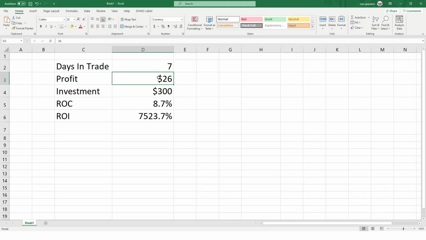So if you make $26 on a bull put spread, where on average you invested $300, and on average it took a total of 7 days, that's 7,500% ROI. Our return on capital is only 8.7%, but we did 52 of these in a year. So that compounded to a pretty big number.